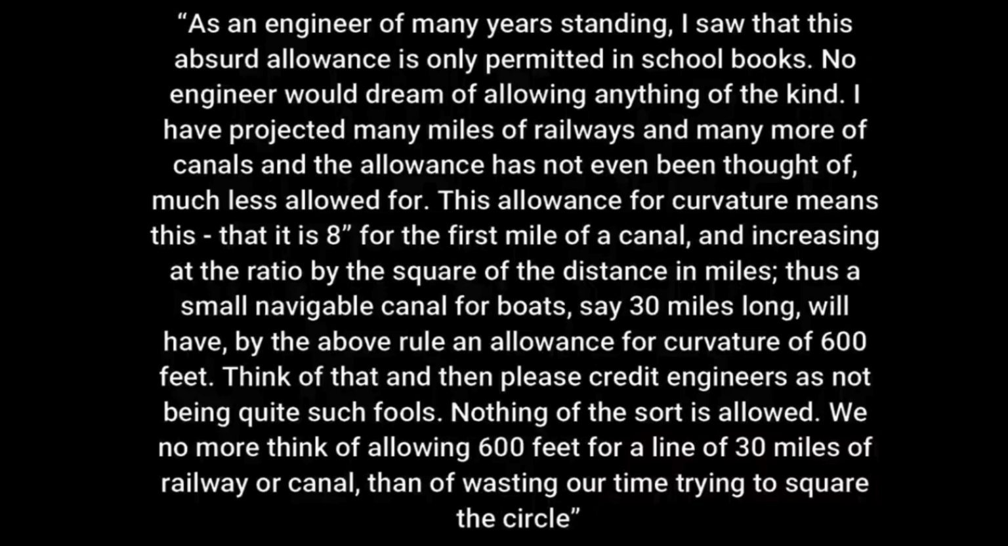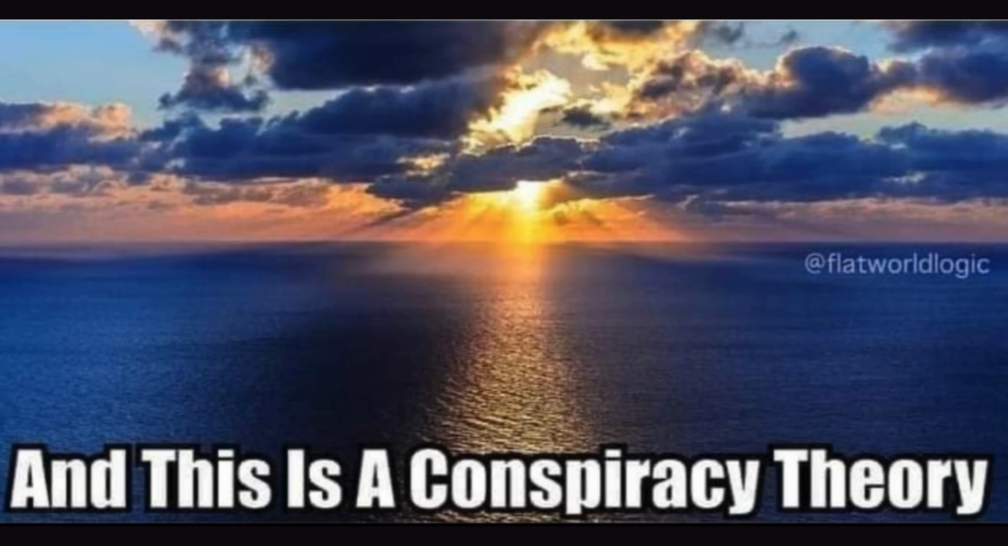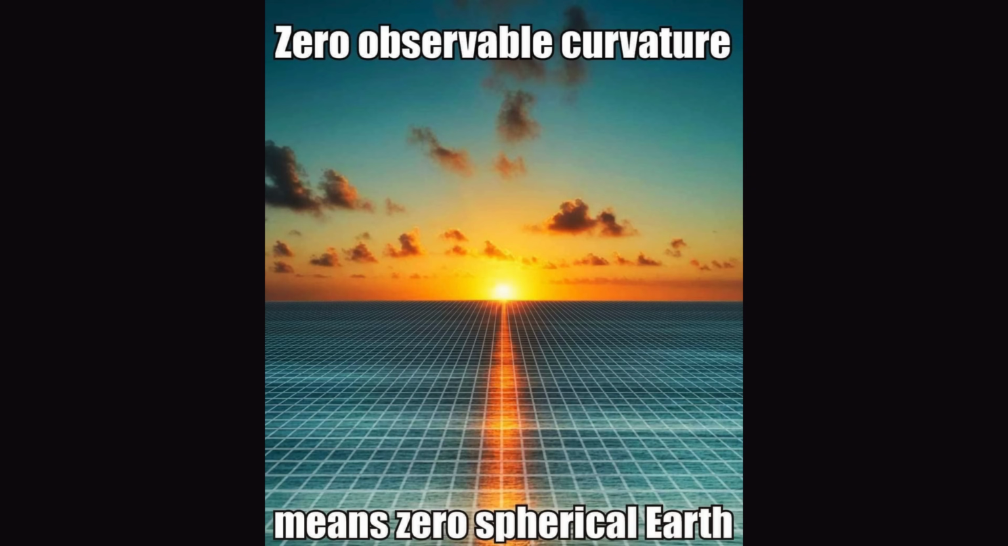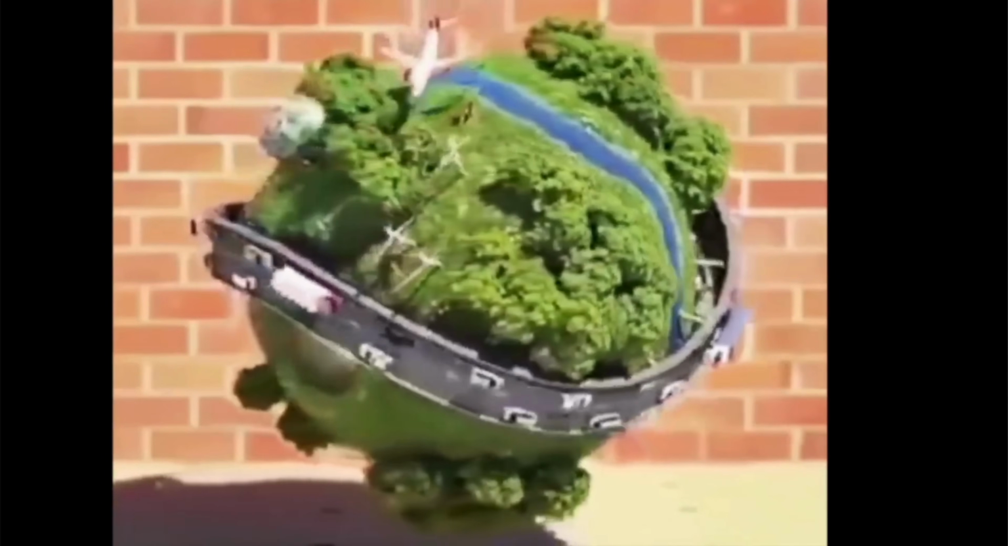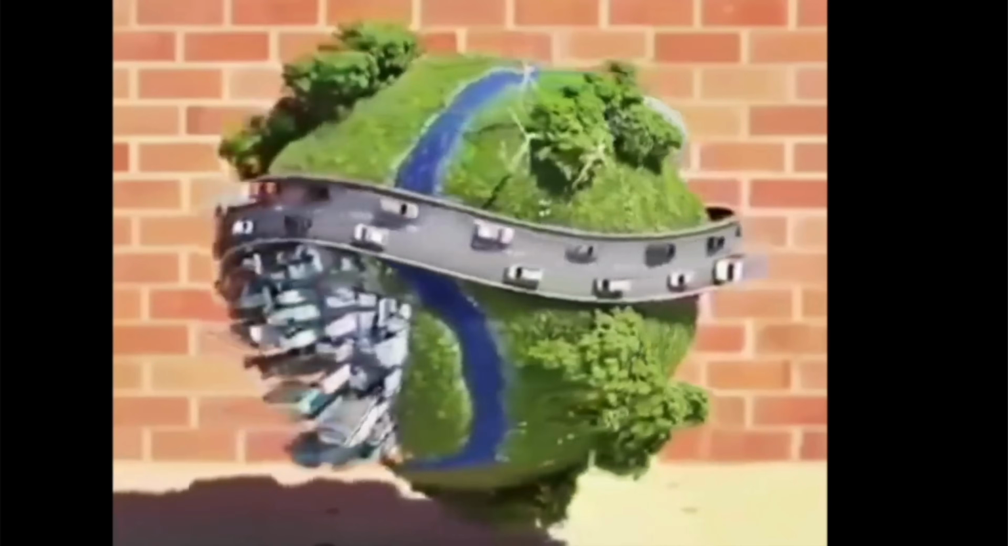So again, people say that flat Earth is so stupid, and at this point I'm wondering that we think this is normal and this is some really crazy stupid conspiracy theory. But if we have no observable curvature, that means the Earth is not a globe. And I know this is not to scale, but I'm really wondering if we actually live on something like this.